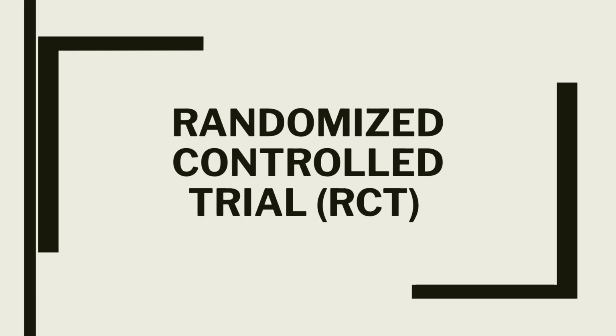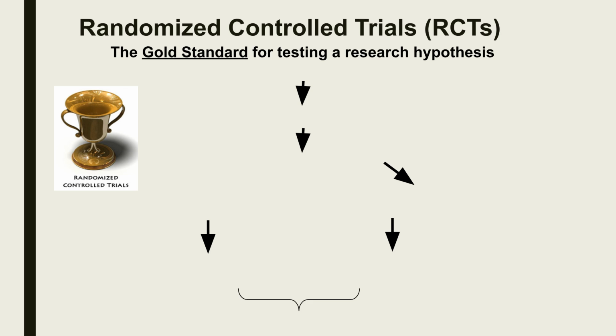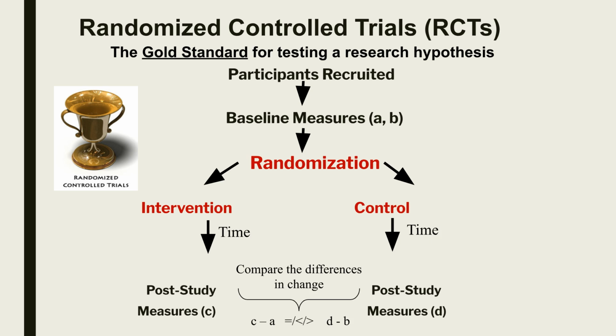This video will focus on an experimental study design, specifically a randomized controlled trial. A randomized controlled trial is designed to investigate cause and effect relationships between variables, which is a key strength compared to observational designs. As shown in the figure, the process begins with recruiting participants.